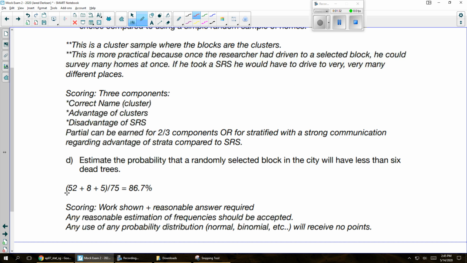The estimate here, now you remember I put 53 on there. They're not going to be nitpicky on that because it was reading from a graph. So it's not like an error on my part. I just didn't see it that way. So that's why he said work shown with a reasonable answer is going to give you an essentially correct, whether it's a percentage, a fraction, a decimal. But if you use a normal curve or a binomial or something, you don't get any points because it wasn't normal and it wasn't binomial. It was very right skewed.